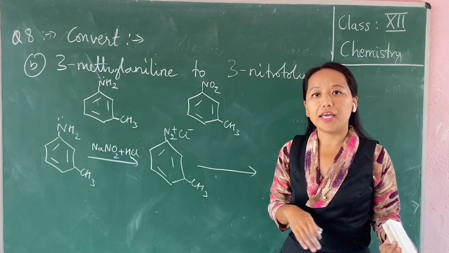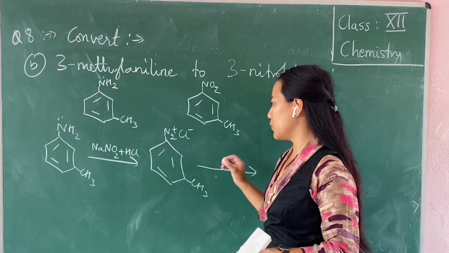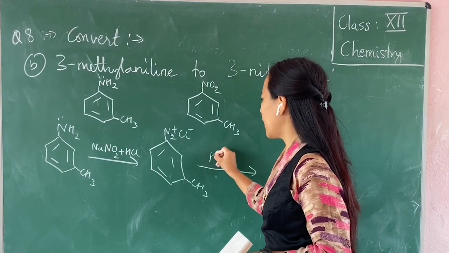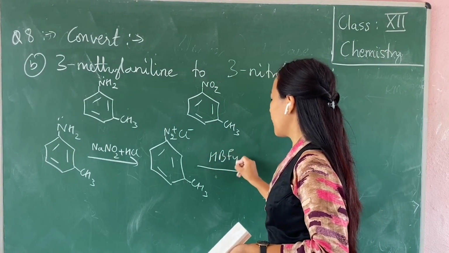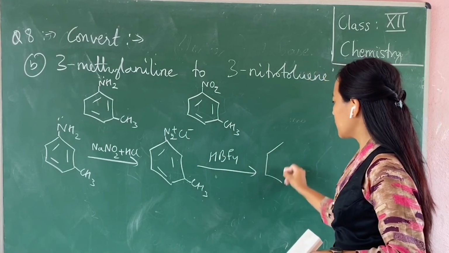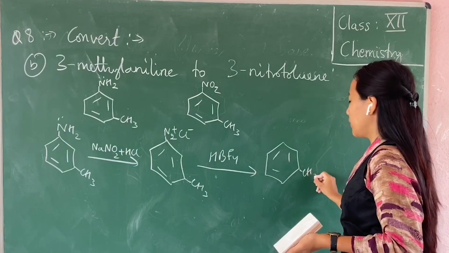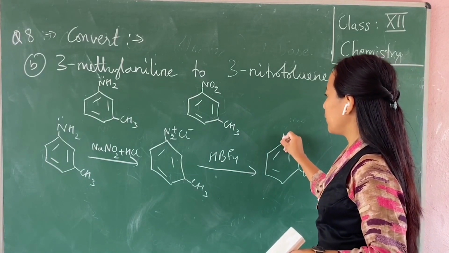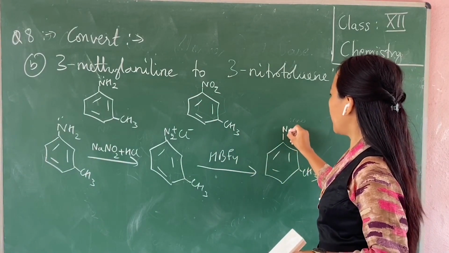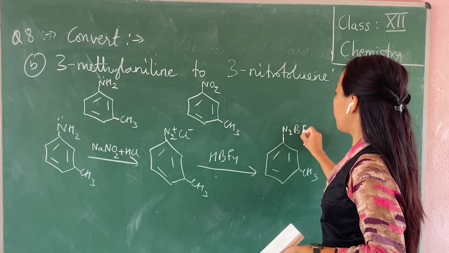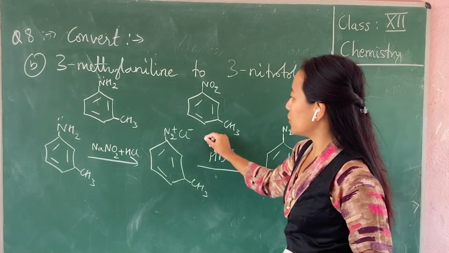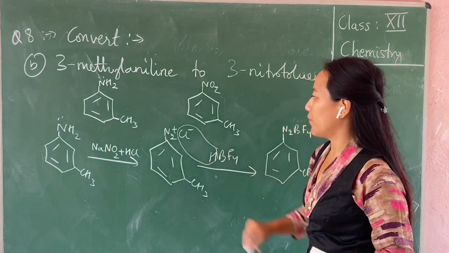in place of N2. So for that, first we have to treat it with fluoroboric acid, HBF4, and you will get a product where you have CH3 on the third carbon atom, and here you will have N2BF4. This hydrogen and the chlorine will leave in the form of HCl.